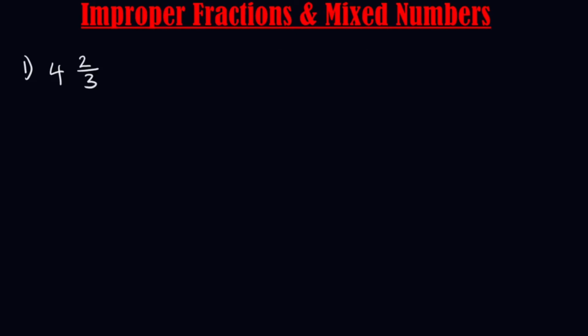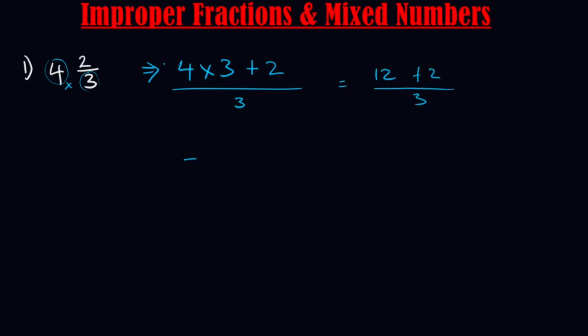So we have 4 and 2/3, and we want to write this as an improper fraction. So the first thing that we do is we multiply the denominator and the whole number. So we can write that as 4 times 3. And then we add the numerator, which is 2. And the answer will be over whatever the denominator is. So 4 times 3 is equal to 12. So 12 plus 2 over 3. And 12 plus 2 is 14. So it is 14 over 3.